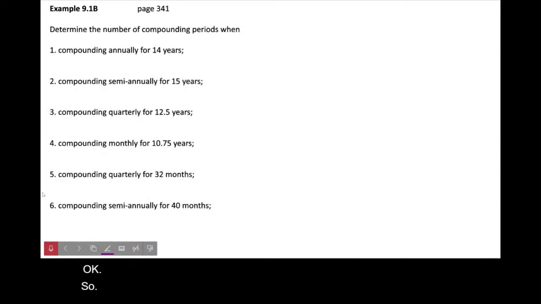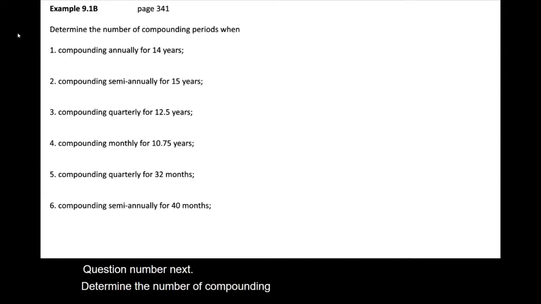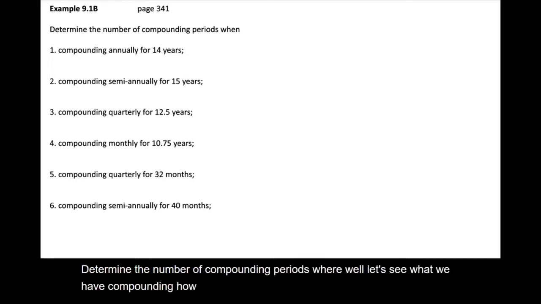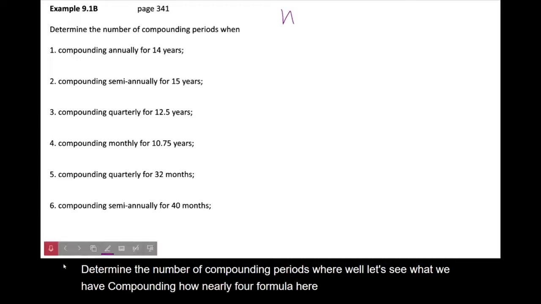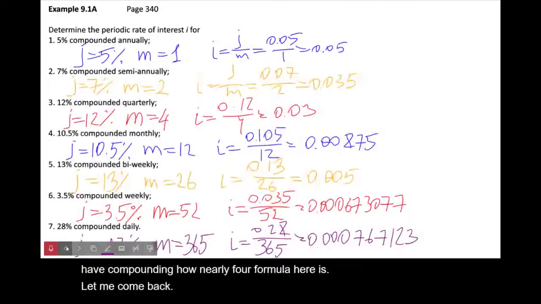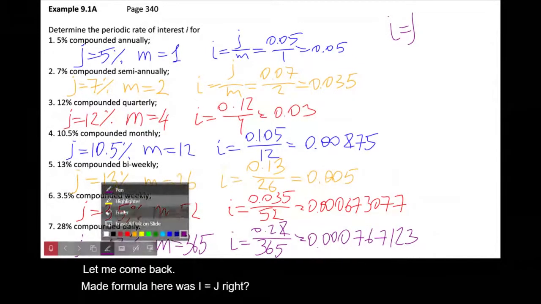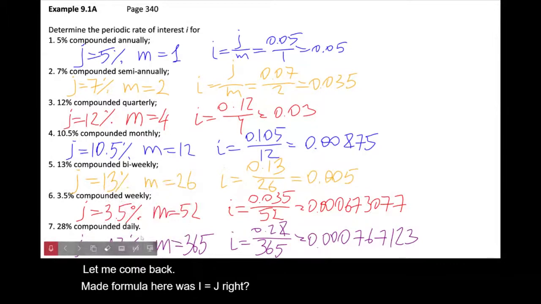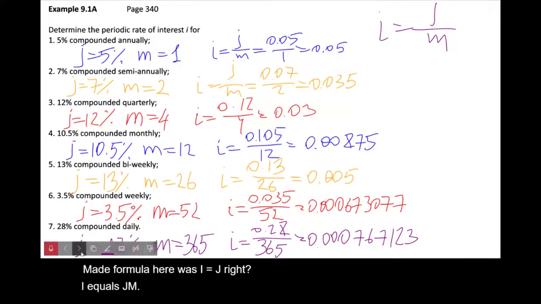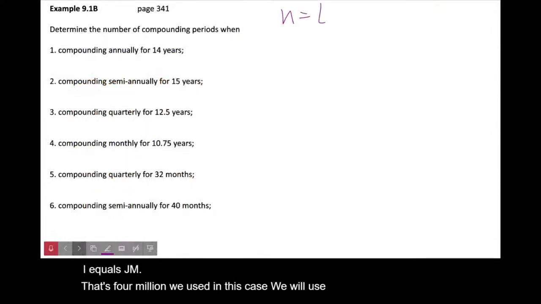Okay, so the next question. Determine the number of compounding periods. Let's see what we have. The main formula we used was I equals J over M. In this case, we will use the formula N is T times M.